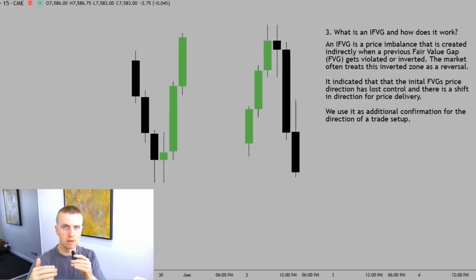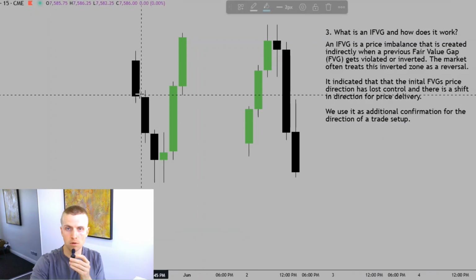Now it's important to understand the inversion of a fair value gap. So, what is an IFVG and how does it work? Well, an IFVG is a price imbalance that is created indirectly when a previous fair value gap gets violated. The market often treats this inverted zone as an indication that the initial fair value gap's price direction has lost control and there's a shift in direction for price delivery. We use it as additional confirmation for the direction of a trade setup. So over here, we have an example of a bearish IFVG.